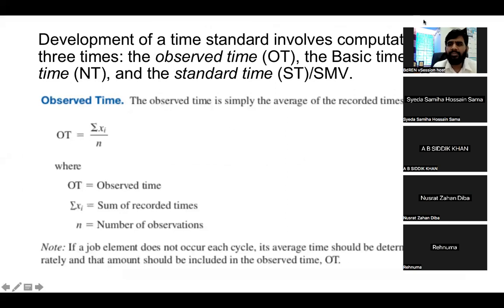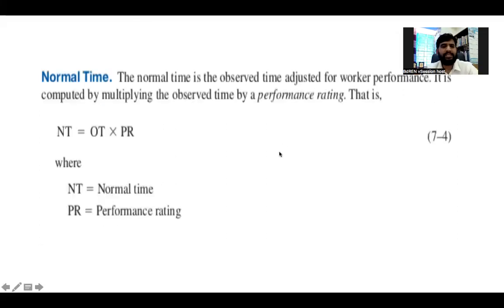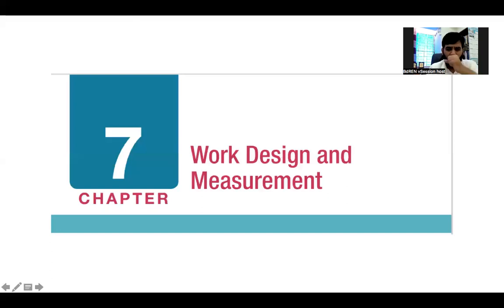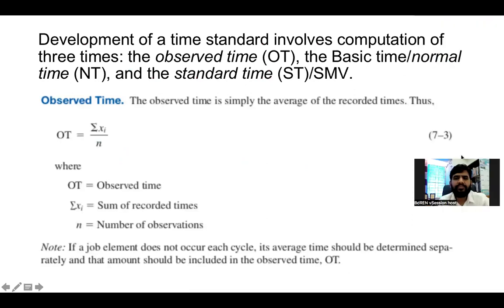Okay. Now we are moving to the next discussion. Today we will learn about standard time calculation. Average time and standard time are not the same. We will today learn how to calculate the standard time. Development of a time standard involves computation of 3 times. You have to calculate 3 different times.